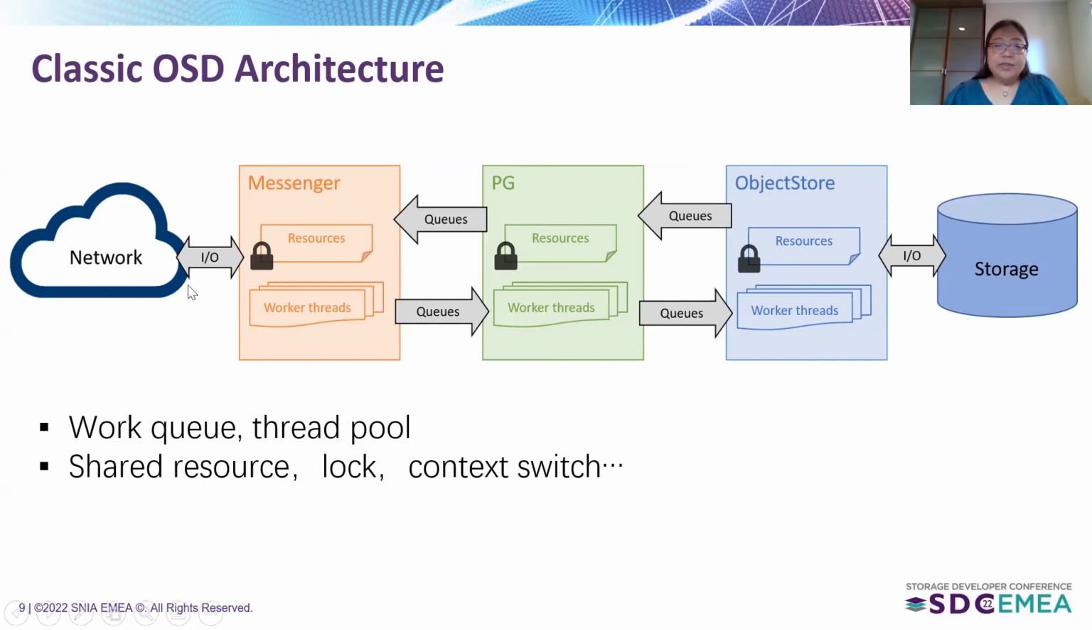The I/O request comes from the messenger, and they use the work queue to do the dequeue and enqueue to transfer the I/O request between the different modules. So the classic OSD is resource shared, and there are locks and context switches.